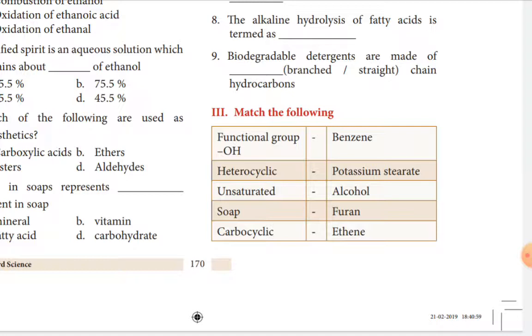Then heterocyclic. So other than carbon, nitrogen and other atoms are included in the cyclic ring. So it is furan. Then unsaturated: ethene. Ethane is saturated, so here unsaturated is ethene. Soap is potassium stearate, the fatty acid salt. Then carboxylic acid, that is the benzene ring.